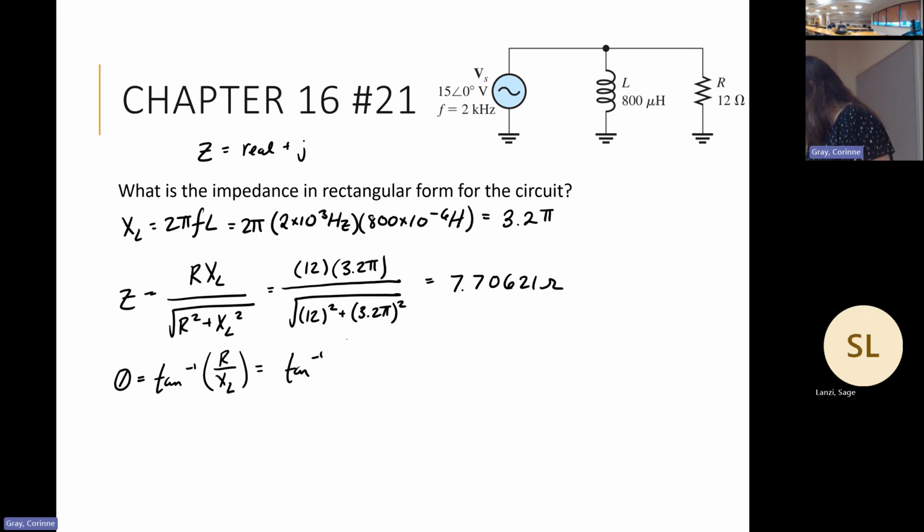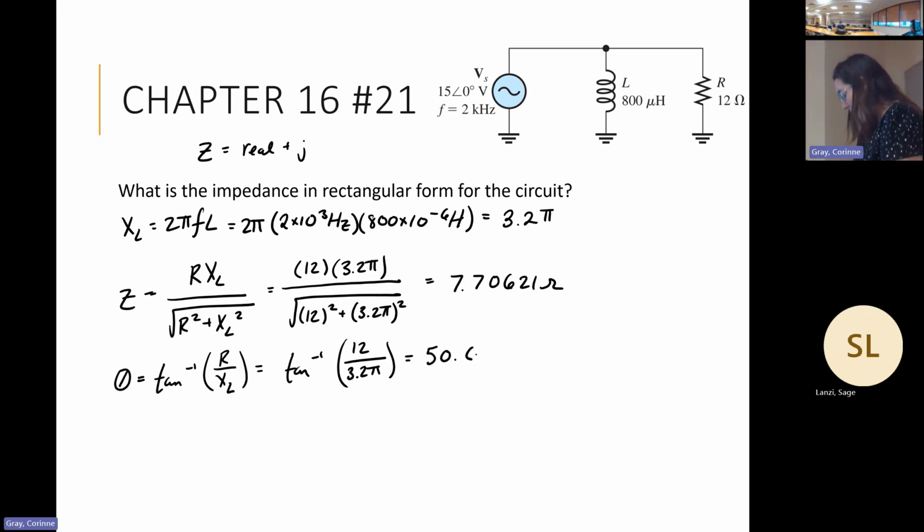I'm going to have inverse tangent of 12 over 3.2 pi. Taking that and plugging it in, I got 50.045 degrees. So this is my polar form. How do I go from polar into rectangular?